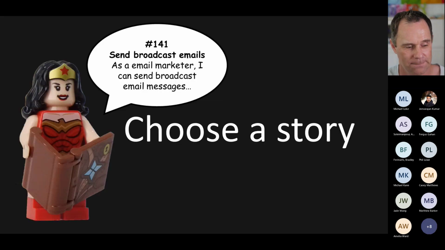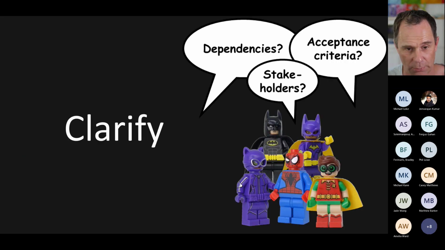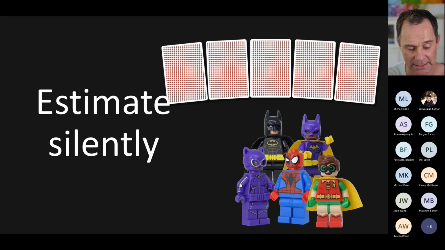Here's how it works. Somebody in the team, usually the product owner, maybe the scrum master, or perhaps even the developer who's acting as a business analyst, will pick up one of the stories and describe it to the team. Then the team's got an opportunity to ask a few clarifying questions if they need to. Once they're ready, then they estimate silently. So this is another example of working together alone.